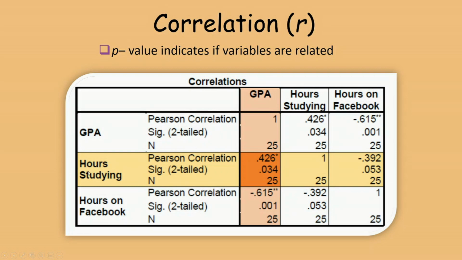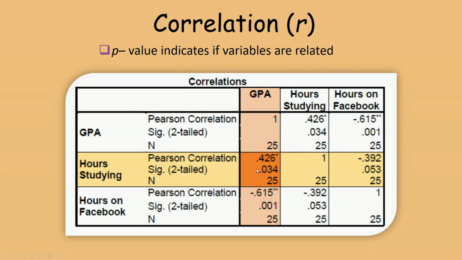But if I want to see the relationship between hours of studying and GPA, that's going to be in this square. And in this square, I have my Pearson correlation, which is 0.426, my significance, which is 0.034, and my n, which is the sample size. So 0.426 is getting into the moderate strength relationship. There's no negative here, so it's a positive number. So this is a positive moderate relationship.